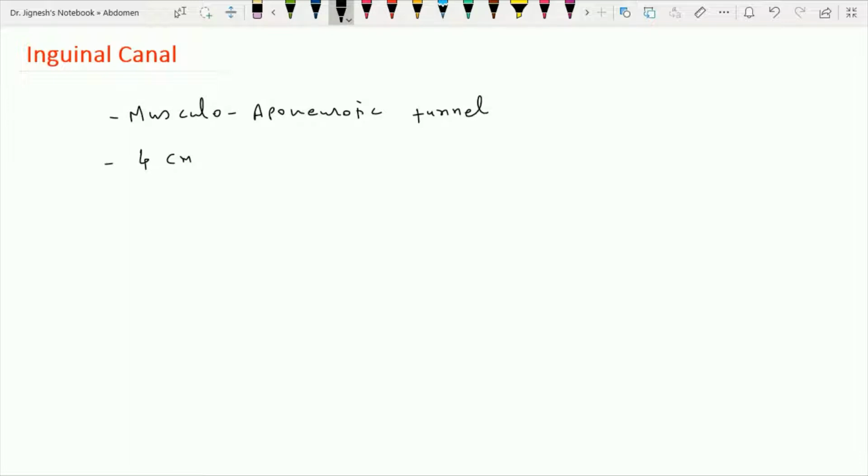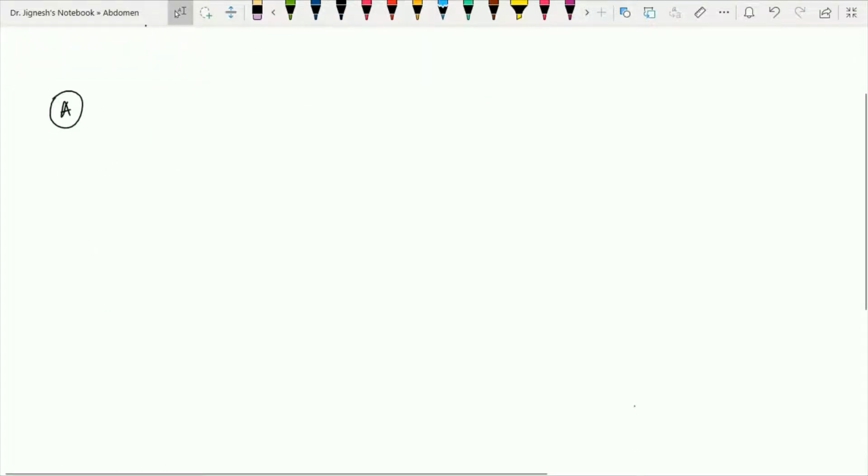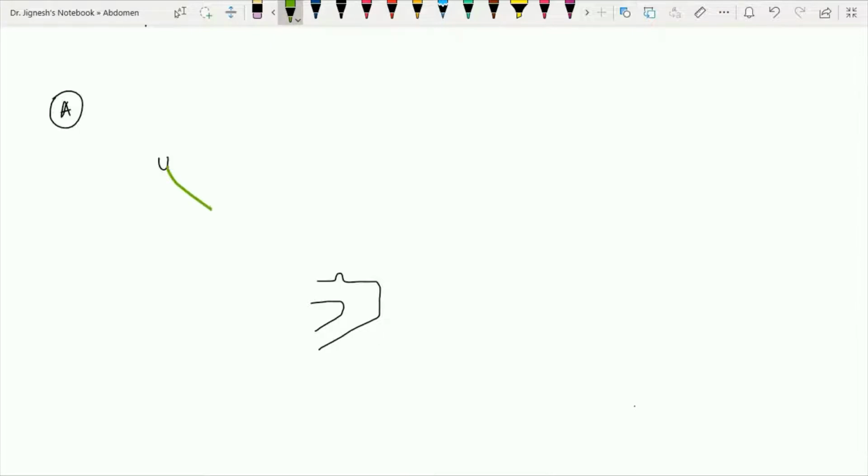So for the better understanding and the orientation of this inguinal canal, let's see one schematic figure. Here, this is the figure number A, where we are going to draw the external oblique muscle, and for that, here this is the anterior superior iliac spine, and this one is the pubic tubercle along with the pubic crest and pubic symphysis, and this one is the part of the obturator foramen. And between these two structures, anterior superior iliac spine and the pubic tubercle, inguinal ligament lies. And this inguinal ligament is the lower free margin of the external oblique muscle.